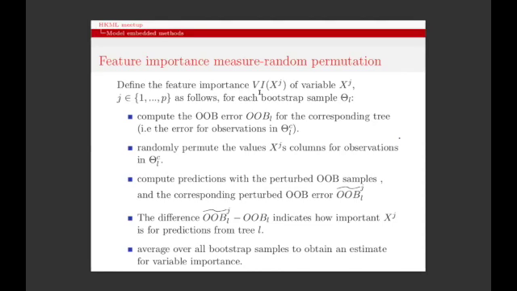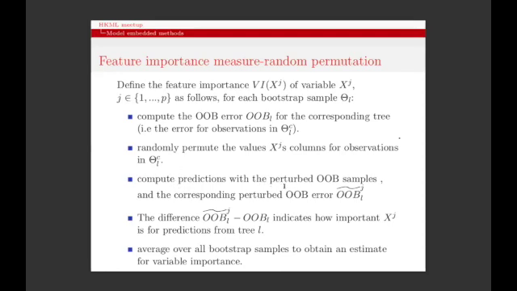That is the tree corresponding to the bootstrap sample L, and we randomly permute the values corresponding to the Xj variable in the complement of the bootstrap sample, where we are going to evaluate the error, which is the out-of-bag error, that is, the observations that are not in sample θL.